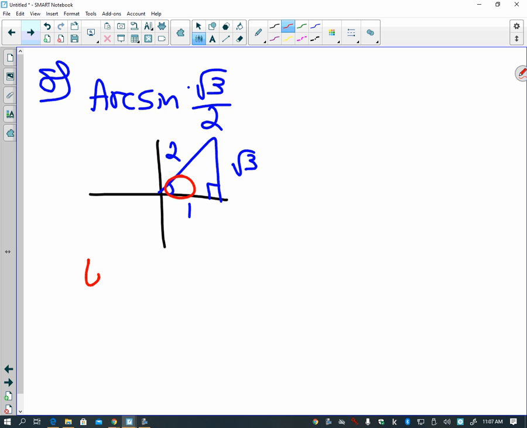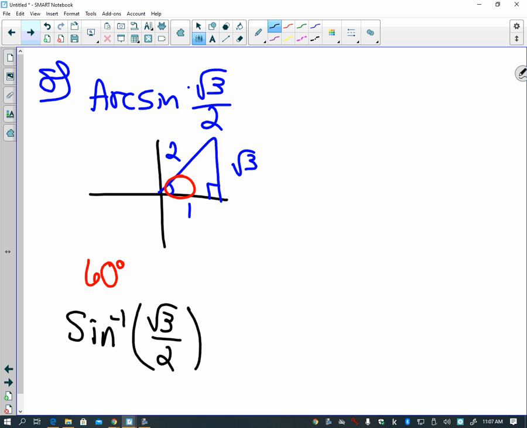60. That's it. Now, you can use your calculator to check this. You use your calculator by hitting inverse sine, radical 3 over 2, enter. Now you have to be in degree mode, but go ahead and check it. Does it give you 60? Gives you 60. Okay, now let's look at the other one.